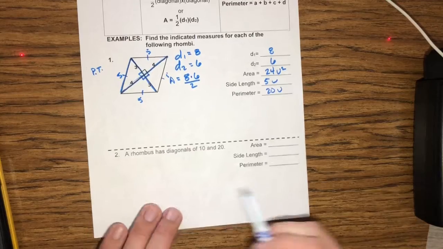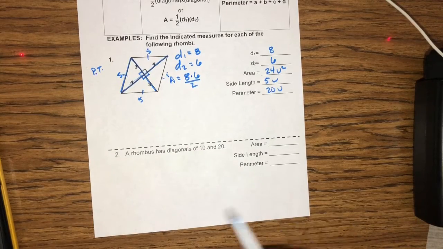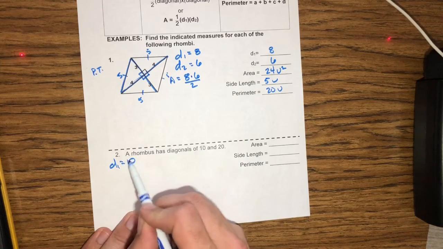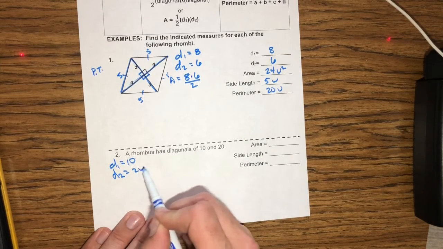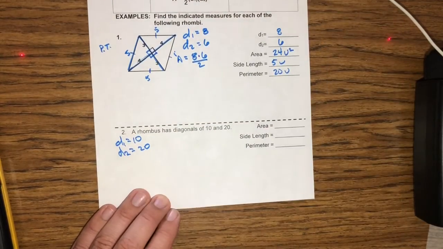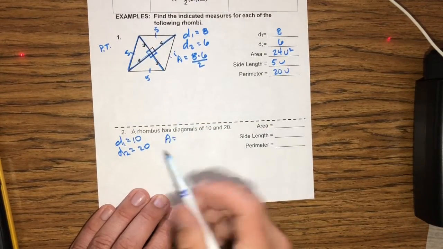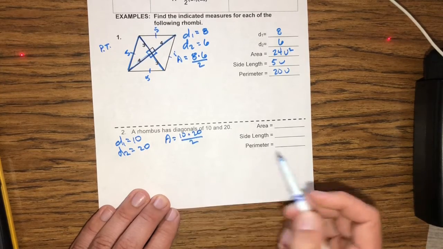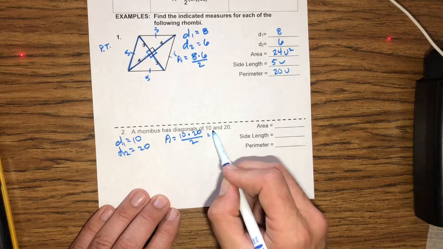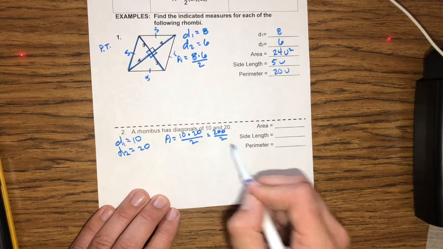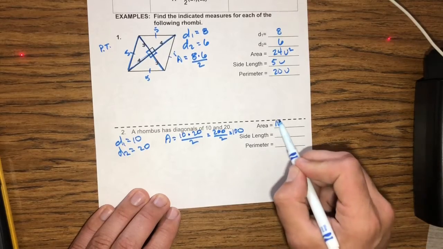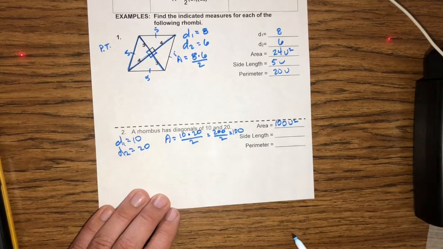Okay. Here's one. We don't have a picture. We can find the area because it tells us that diagonal 1 is 10 and diagonal 2 is 20. So as we look at this, area is going to be fine. Area equals diagonal 1 times diagonal 2 divided by 2. 10 times 20 is 200. Divided by 2 is 100. So this would be 100 units squared.